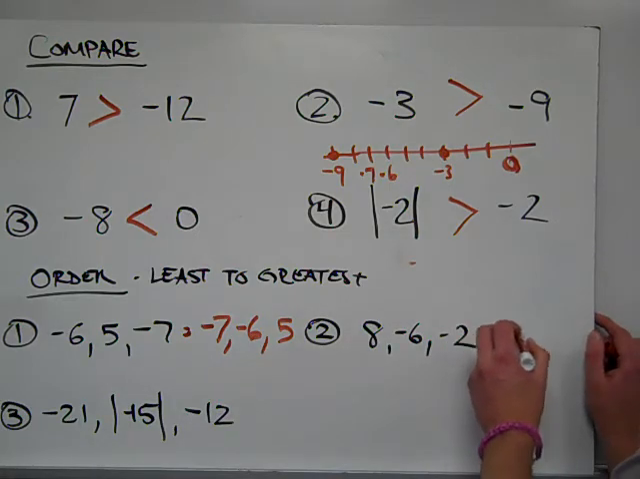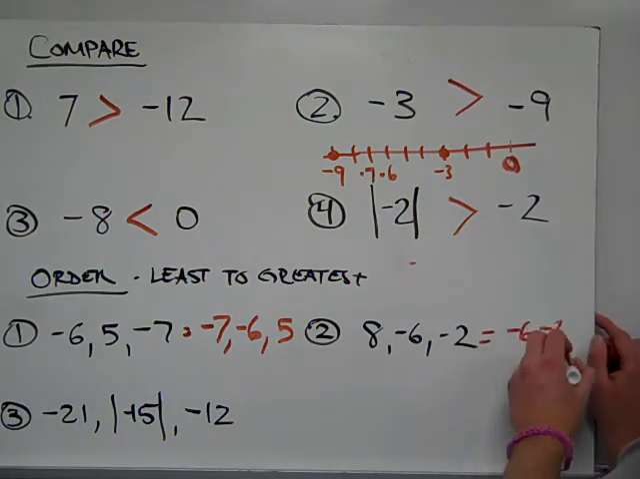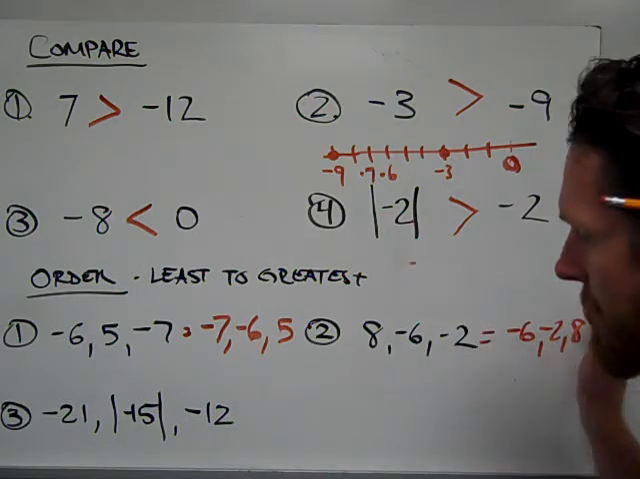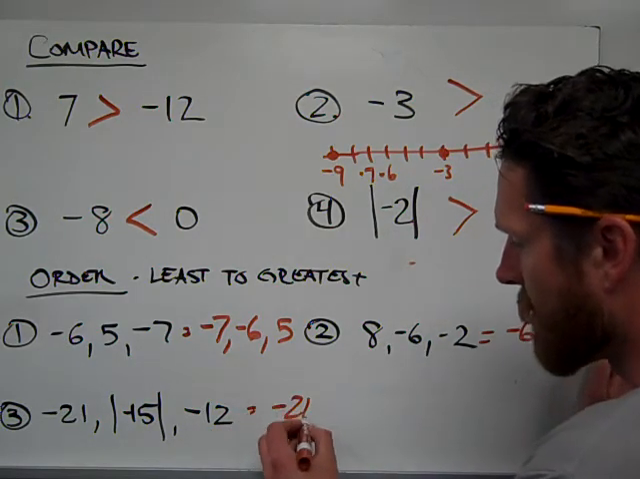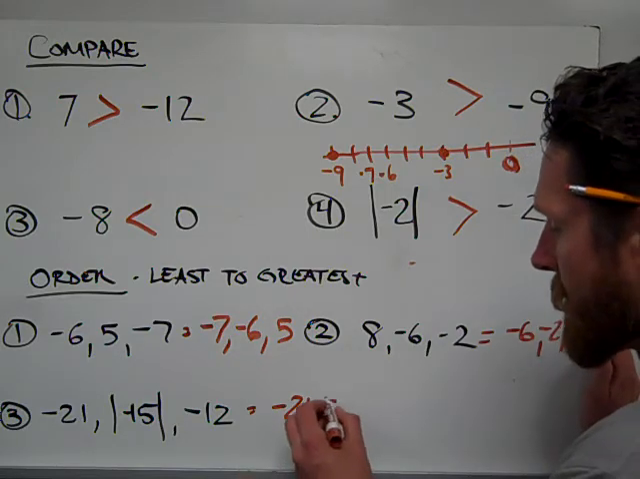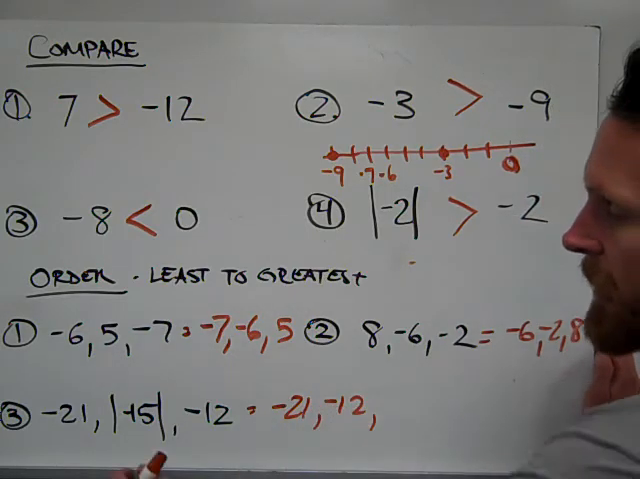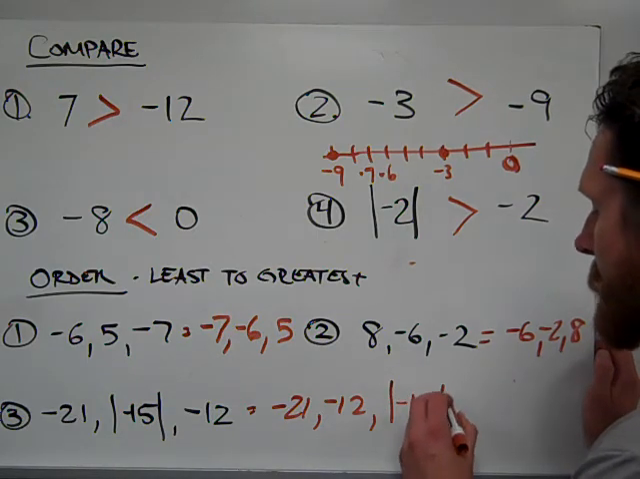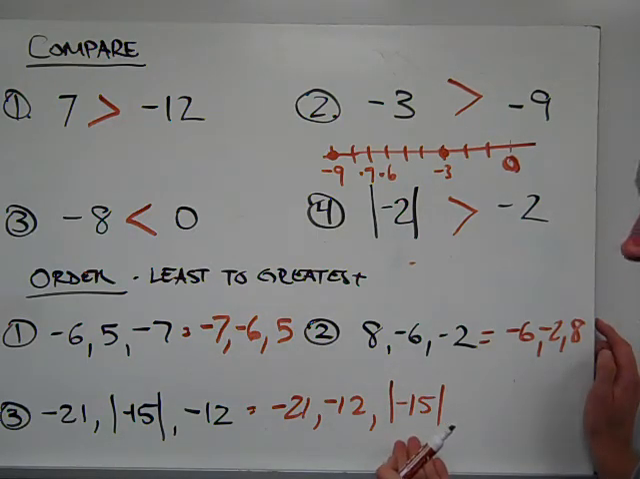Here we got negative 6, negative 2, and then a positive 8. And then the last one, same thing. Negative 21. I don't want to owe someone $21. I'd rather owe someone 12 than 21. And then this is negative 15, but it's absolute value. So that means it's really positive 15.